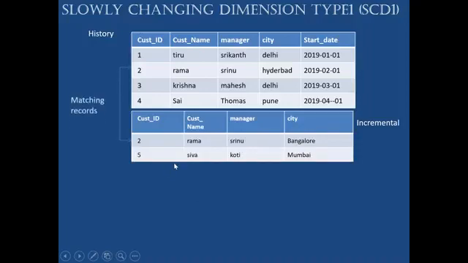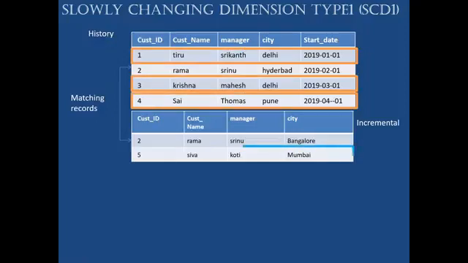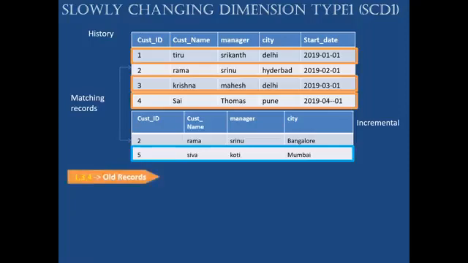Now, when you compare, matching records are 2. So 1, 3, 4 are the old records which have not changed. Fifth is the new record. Now 1, 3, 4 are the old records, 2 is the updated record, and 5 is the new record.